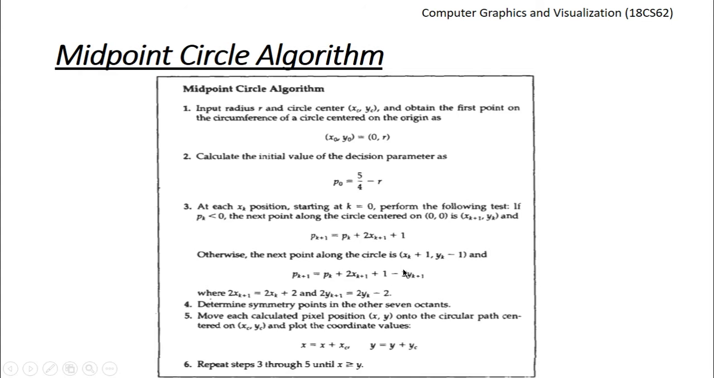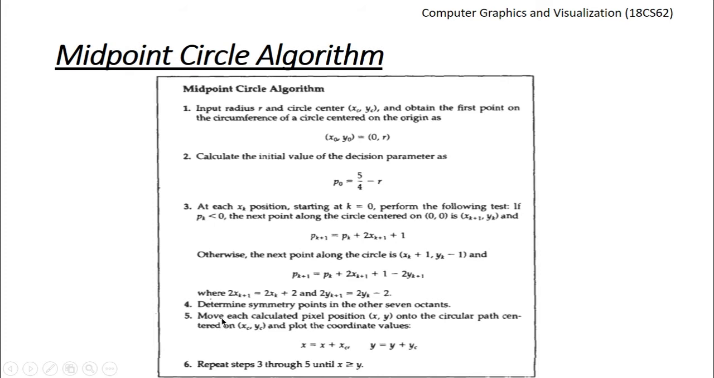Okay. Now that we have found one value of x and y, we need to determine the symmetry points in the other 7 octants. We have found one value of x comma y in one octant. Remember, there are 8 octants in a circle, and there is a symmetry among all these 8 octants. So we need to determine the symmetry points in the other 7 octants.